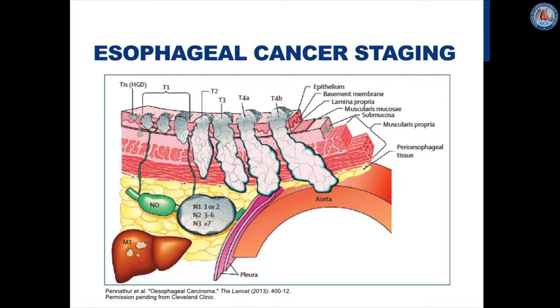The N stage is stratified based upon the number of lymph nodes that are affected by neoplastic cells, and the M stage is based upon the presence of metastasis to distant organs such as the liver or lung.